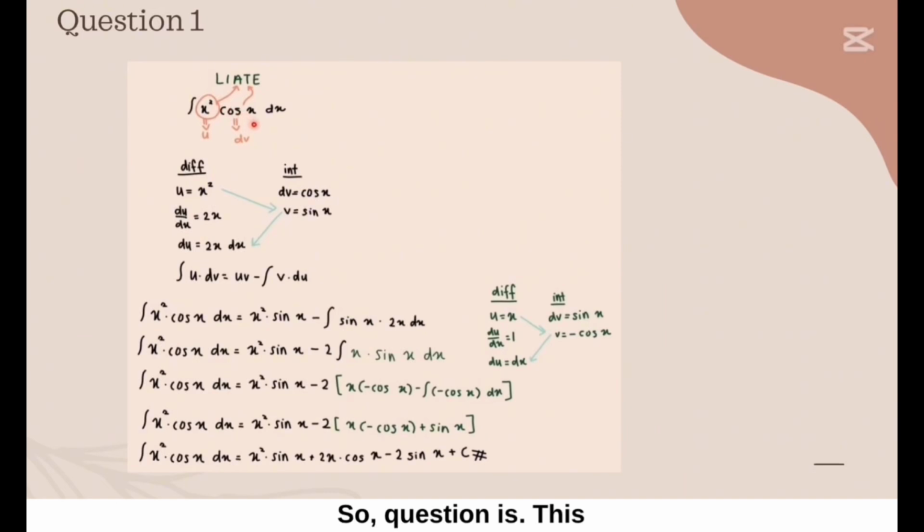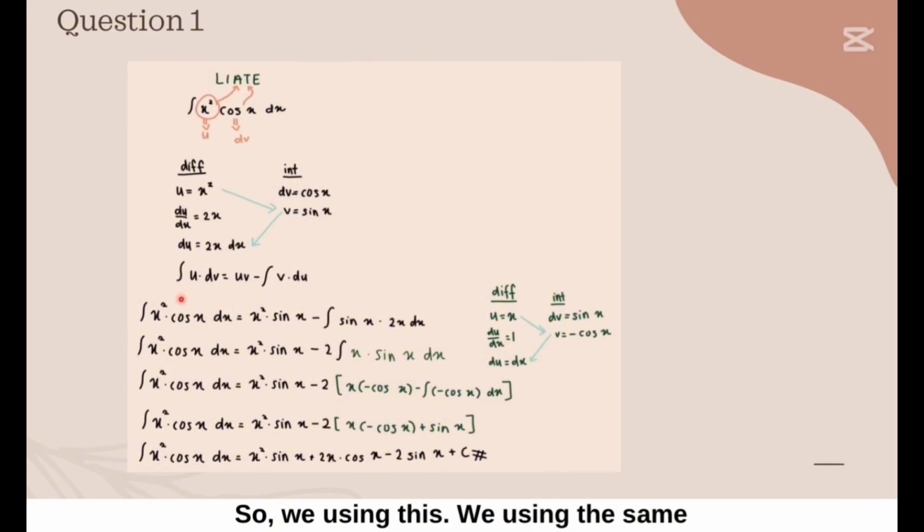This question is repeated integration, which means you're not doing integration by parts once but two times. This question is integrate x squared cos x dx. We can see x squared is algebraic, so it comes first, then trigonometry. So we differentiate u equal to x squared, du over dx equal to 2x, du equal to 2x dx. Integrate dv equal to cos x, and then we get v equal to sin x.